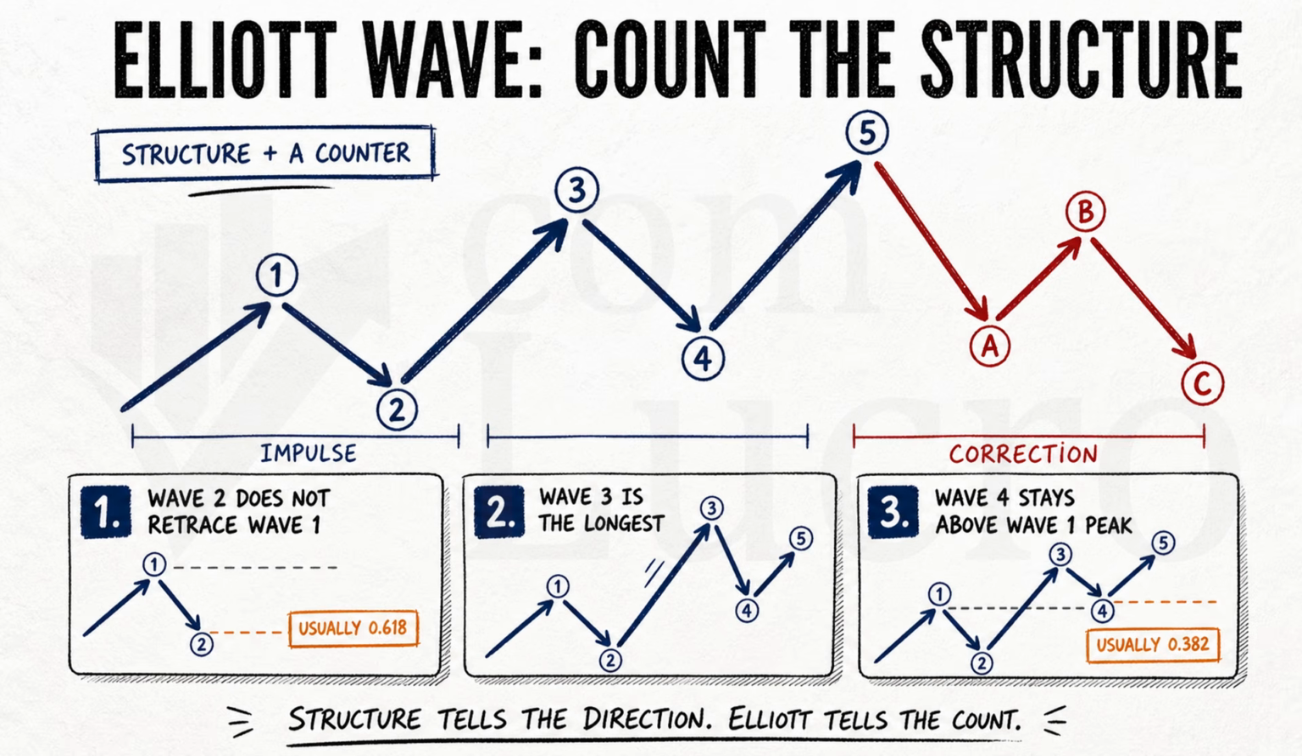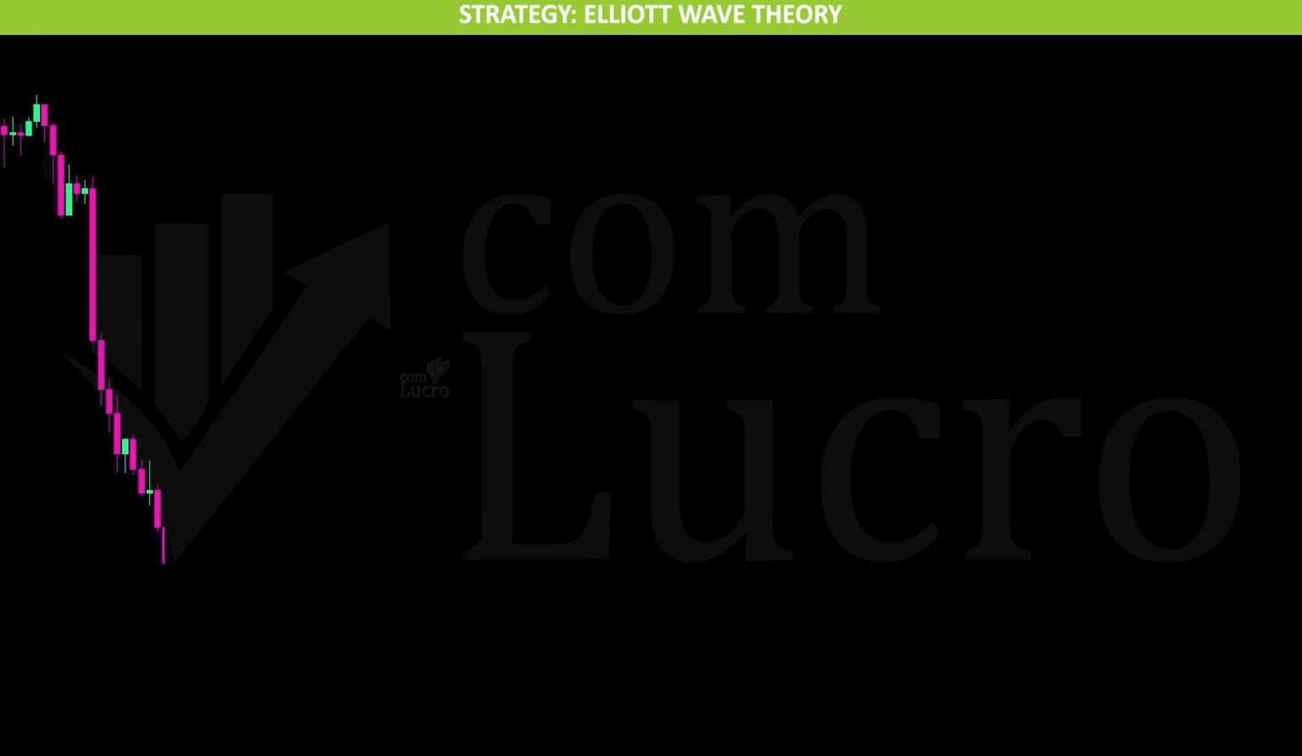There are specific rules that must hold for a valid Elliott wave. First, wave 2 cannot retrace more than wave 1, and it usually pulls back to the 0.618 Fibonacci level. Second, wave 3 must be the longest wave among waves 1, 3, and 5. Third, wave 4 must remain above the peak of wave 1, and it usually pulls back to the 0.382 Fibonacci level. Here is an example.